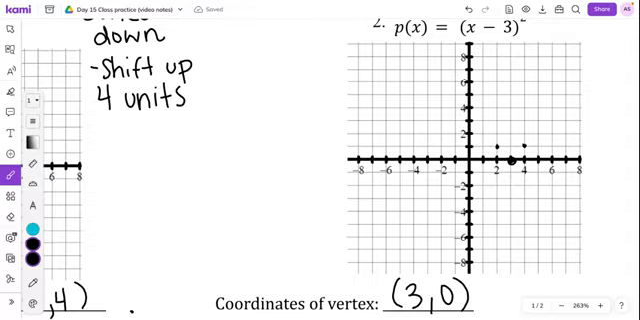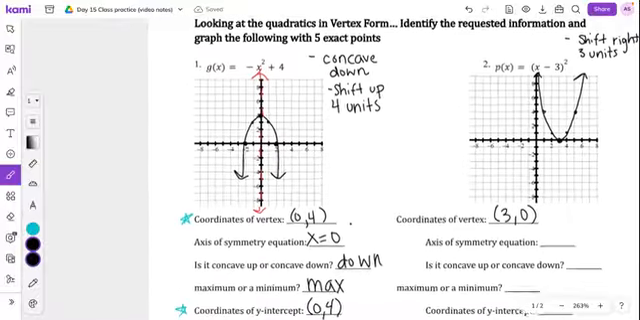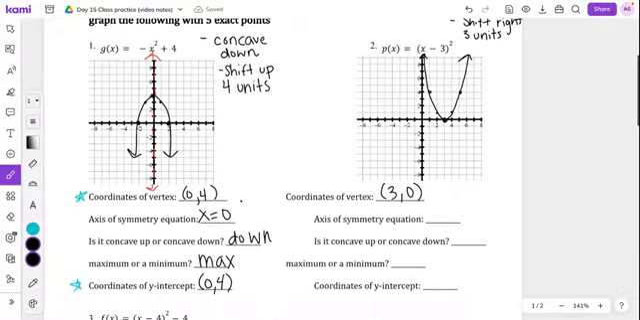We can go to the right 2 and up 4. We can go to the left 2 and up 4. And now we have our 5 points to plot our parabola. And again, a sketch doesn't have to be perfect, but just make sure you have arrows, make sure it doesn't look like a V and all that good stuff.